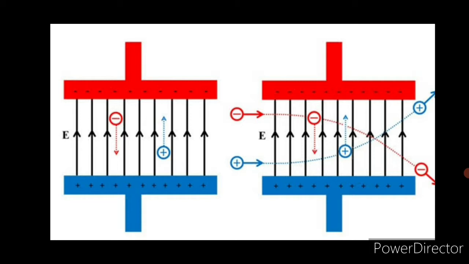That means you can easily say that the motion of a positive charge is in the direction of the field. Whenever the direction of motion is parallel to the field, we say that it is the direction of the motion parallel to the field, and a negative charge moves opposite to the field, opposite to the field direction.